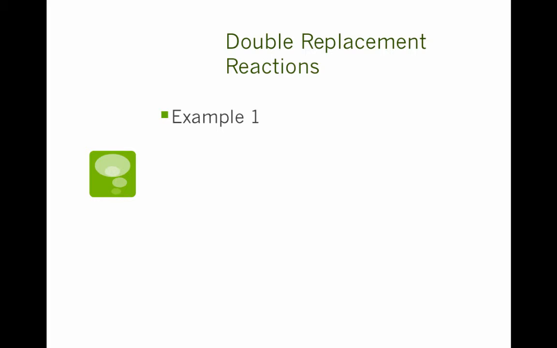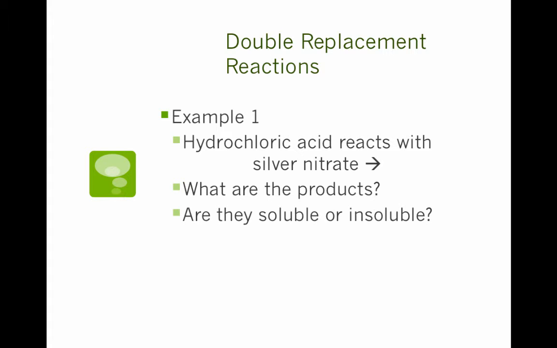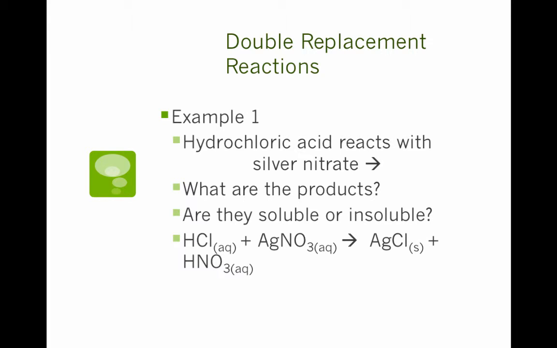Let's go through a couple of examples. Hydrochloric acid reacts with silver nitrate. We know there's going to be a reaction because there's always going to be a reaction in double replacement reactions, but what are the products? What are our metals and what are our nonmetals? We have to check and see if they're soluble or insoluble when we determine what our products are. So the overall reaction looks like this. Hydrochloric acid and silver nitrate produce silver chloride and nitric acid.